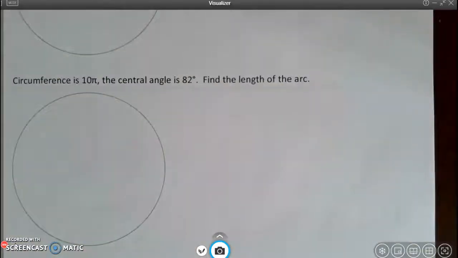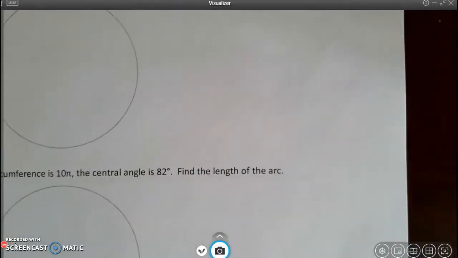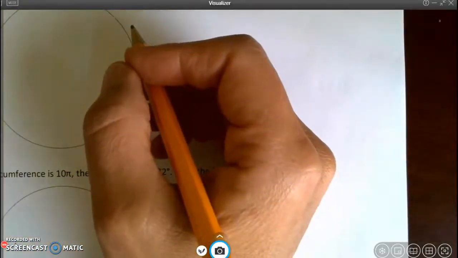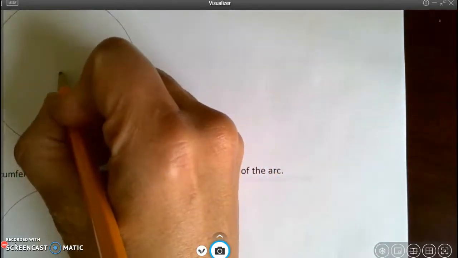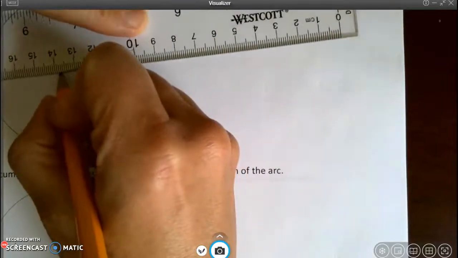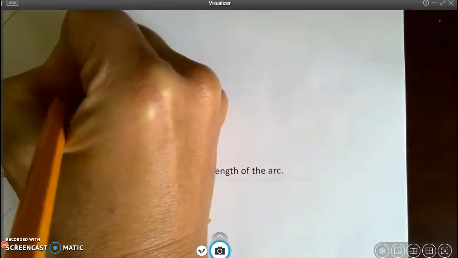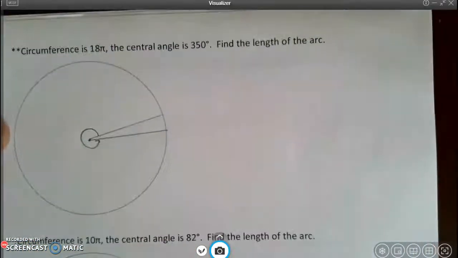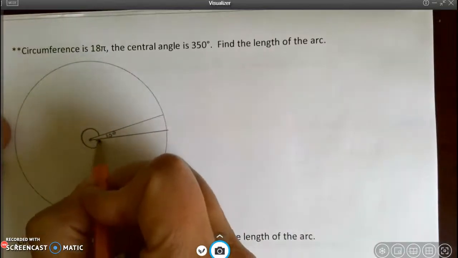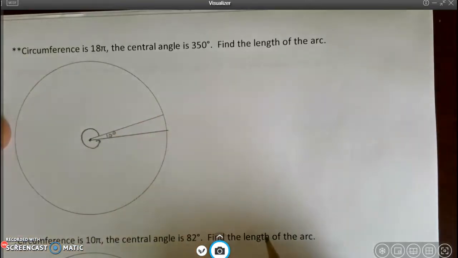Okay, so let's go to our next page. It says that the circumference is 18 pi. All right, so the distance around the circle is 18 pi, and the central angle is 350 degrees. Okay, so what I'm going to do is I'm going to draw like this, and the angle I'm looking at is this one. Do you remember on the previous page when I had that this was 10 degrees? Well, this is the other 350 degrees.